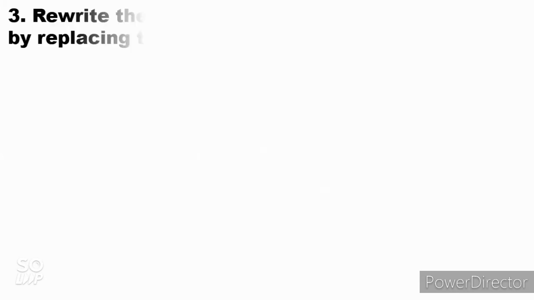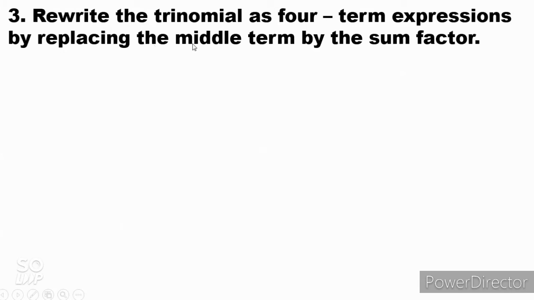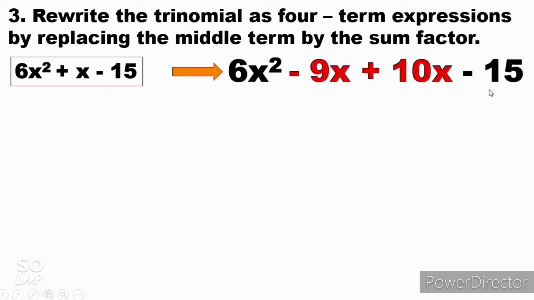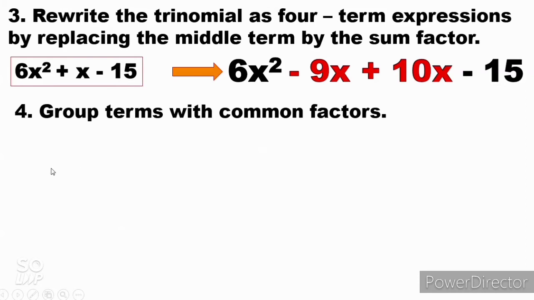Okay, next, we have the third step. Rewrite the trinomial as 4-term expressions by replacing the middle term by the sum factor. So this is the general trinomial, 6x squared plus x minus 15. It becomes 6x squared minus 9x plus 10x minus 15. Yan yung factor natin. Ginawa natin siyang sum.